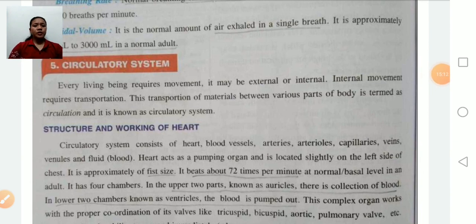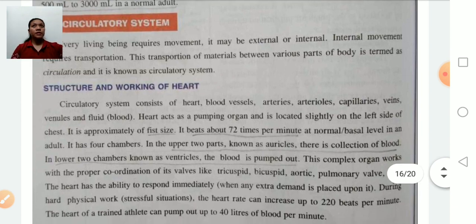Circulatory system means circulation of blood throughout the body. Every living being requires movement. It may be external or internal. The internal movement requires transportation. This transportation of materials between the various parts of the body is termed circulation, and it is known as the circulatory system.